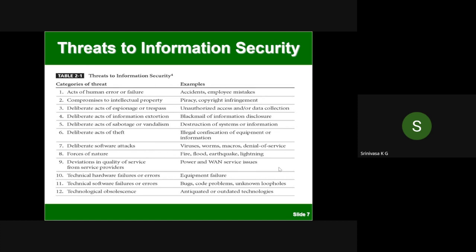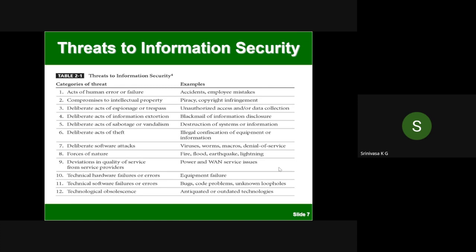So now, for example, the acts of human error or failures. The example is accidents or employees' mistakes. Then the compromises to intellectual property, maybe with respect to piracy or copyright infringement. Okay. Then deliberate acts of espionage or trespass, which is like unauthorized access and or data protection.